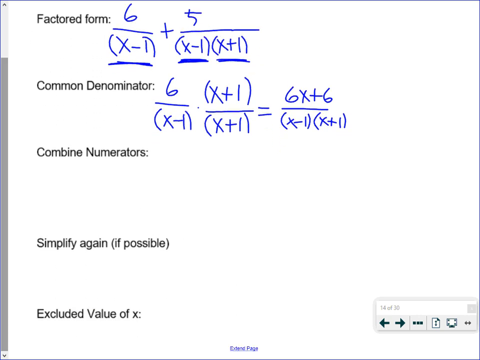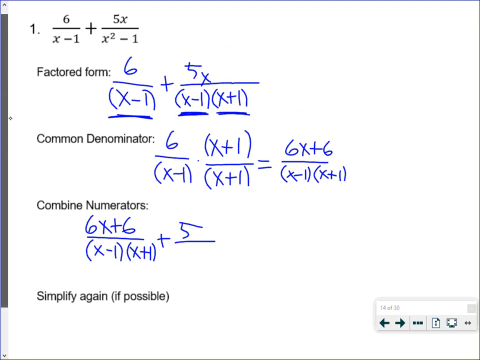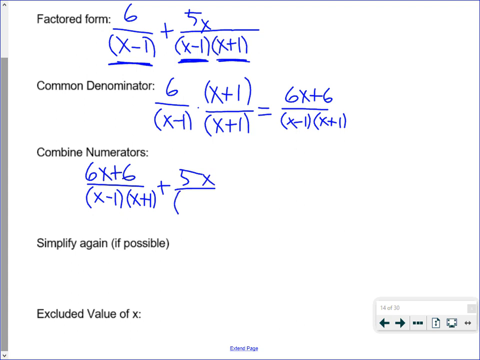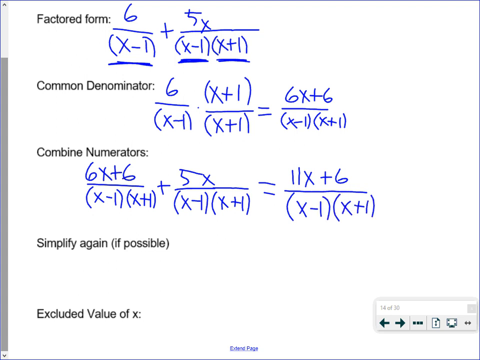So now we're going to combine our numerators. Our new expression, 6x plus 6 all over x minus 1 times x plus 1, we add to it 5x all over x minus 1 times x plus 1. The denominators are the same now, so we can add like terms. 6x plus 5x is 11x, and there's no constant term on the second expression, so the 6 just stays 6, all over x minus 1 times x plus 1.